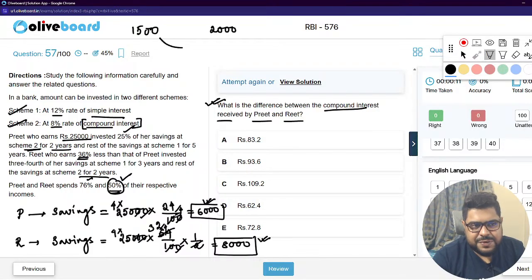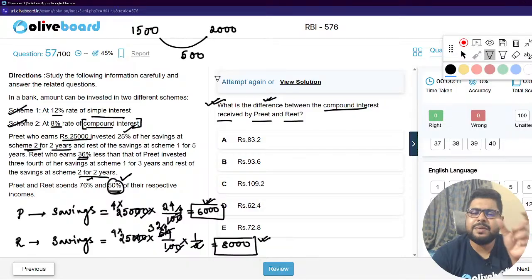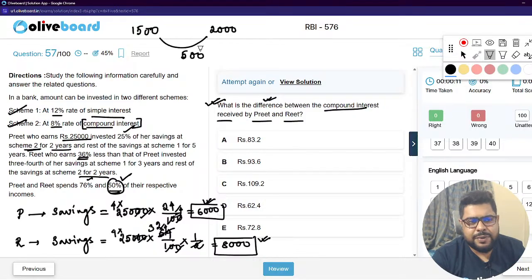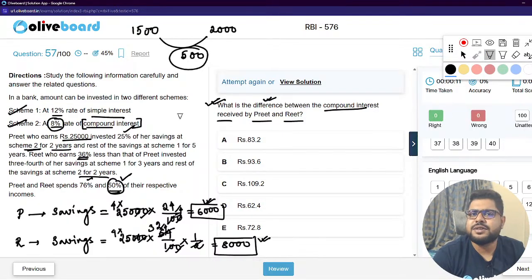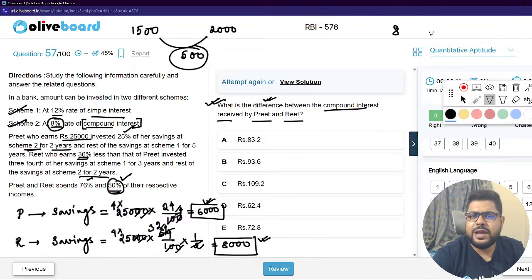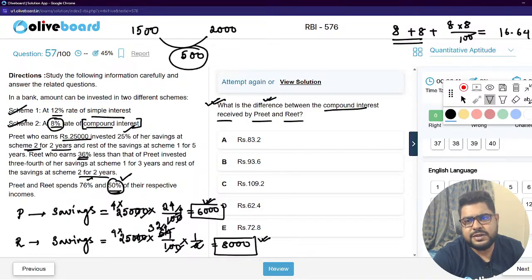So the difference they are asking will be the difference between these, because time and rate of interest are the same. So the answer will be whatever is the compound interest on 500 rupees for 2 years. What will be the effective rate of interest? 8% is the rate of interest. So effective will be 8 plus 8 plus 8 into 8 by 100. I'm using the AB theorem. 8 plus 8, 16, plus 64 by 100, meaning 16.64%.